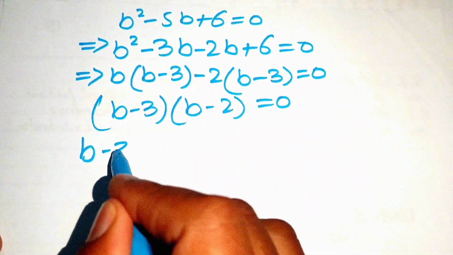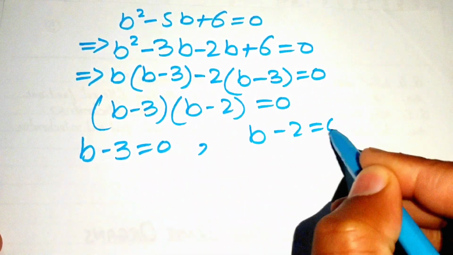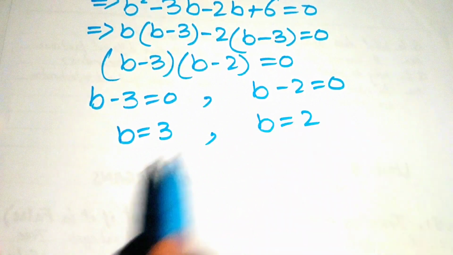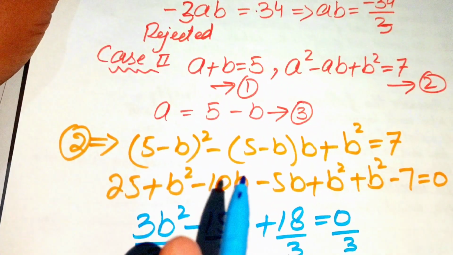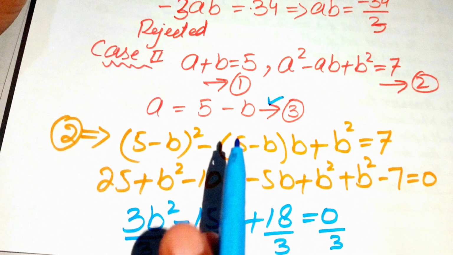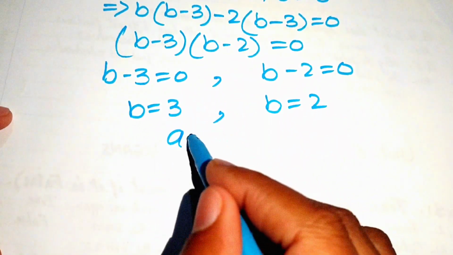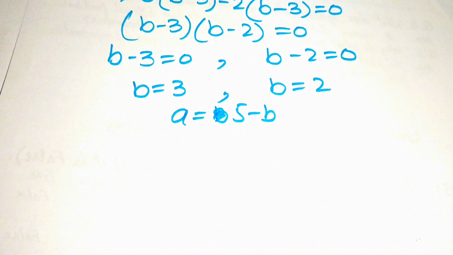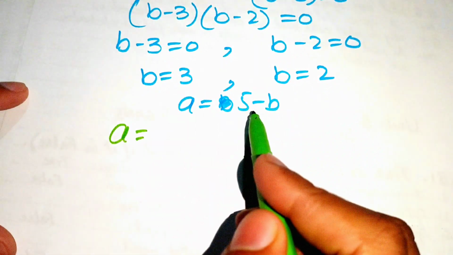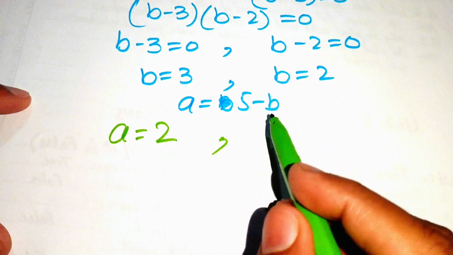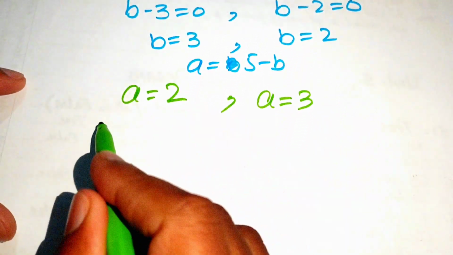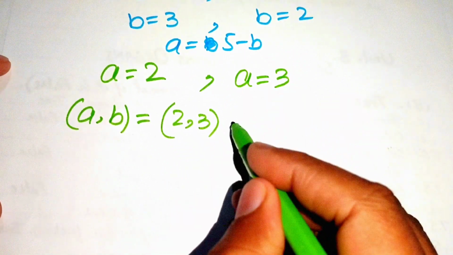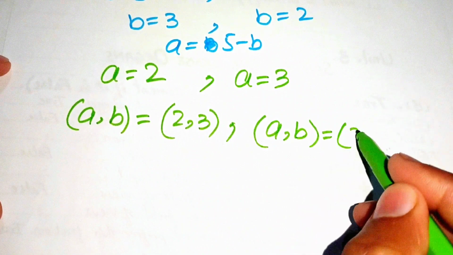So here we have two possibilities. The first is b minus 3 equals 0, and the second is b minus 2 equals 0. So in this case we have b equals 3, and in this case b equals 2. Now we put both values of b in equation number 3, which is a equals 5 minus b. When we put b equals 3, we get a equals 2. When we put b equals 2, we get a equals 3. So we have two pairs of solutions for ab: the first is (a, b) equals (2, 3), and the second is (a, b) equals (3, 2).